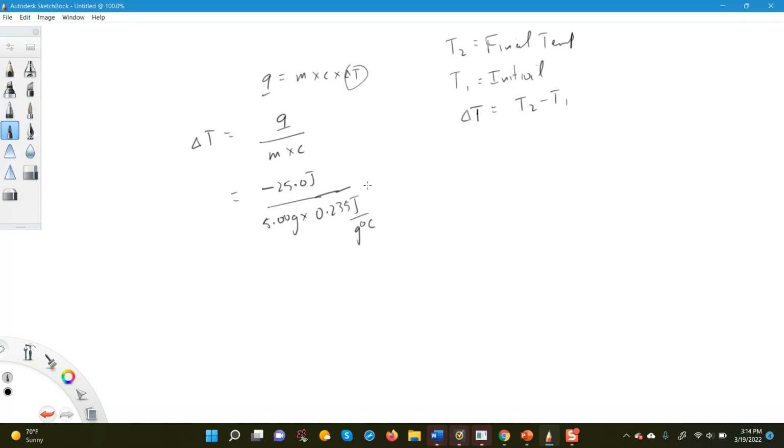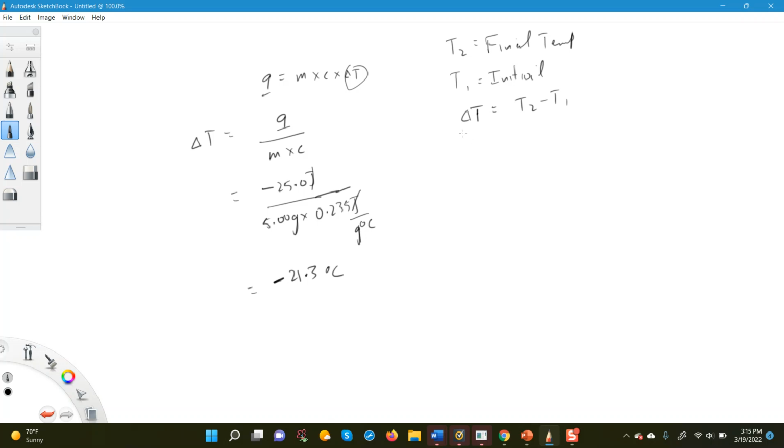So that will be equal to delta T. In terms of units canceling out, the joules will cancel out here and here, the grams will cancel out here and here. So your final unit would be in degrees Celsius. So let me do that calculation. That's minus 25 divided by 5 times 0.235. According to my calculation, this works out to be equal to minus 21.3 degrees Celsius. So delta T is equal to minus 21.3 degrees Celsius.